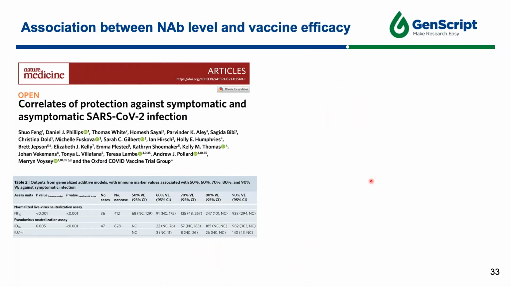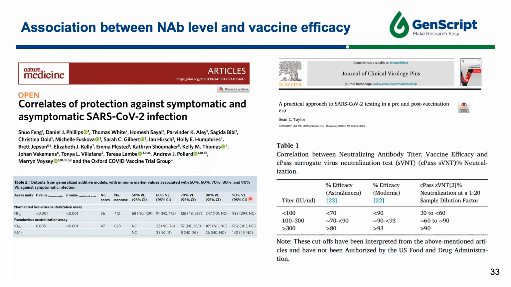So as the science is evolving in establishing the correlate of protection, several works have established the direct association between neutralizing antibody level and vaccine efficacy. In this recent publication in Nature Medicine, they used the international standard as the calibrator and showed that to achieve a vaccine efficacy of 80%, 26 IU per ml of the neutralizing antibody is required, while 140 IU per ml of the neutralizing antibody is required to achieve a vaccine efficacy of 90%.